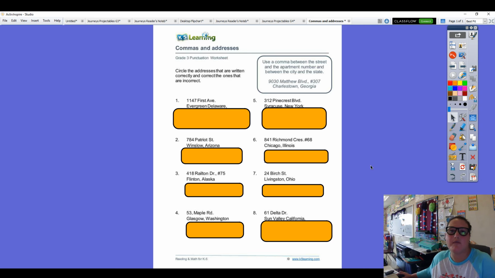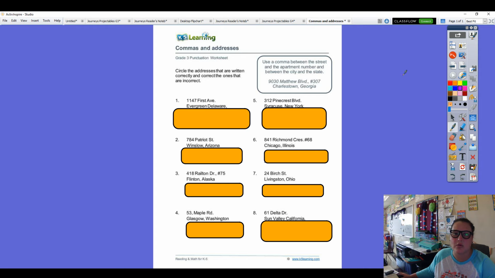All right, so far we've used commas in a series of nouns and a series of verbs. Today we're going to work with commas in addresses. When you write your address, a comma is used to separate between the street and the apartment number, if you're writing to an apartment, or always between the city and the state.